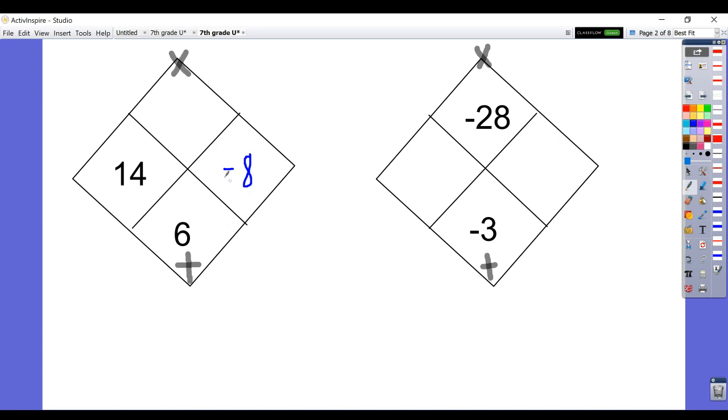Then what is 14 times -8? Well, negative times positive is negative. And 14 times 8 would be 112.